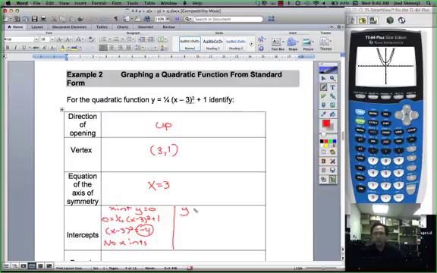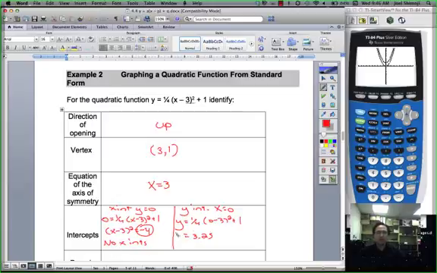Where's the y-intercept at? So with the y-intercept, x equals 0. So we've got y is equal to 1/4 times 0 minus 3 squared plus 1. Pop that in your calculator, and the y-intercept becomes 3.25.